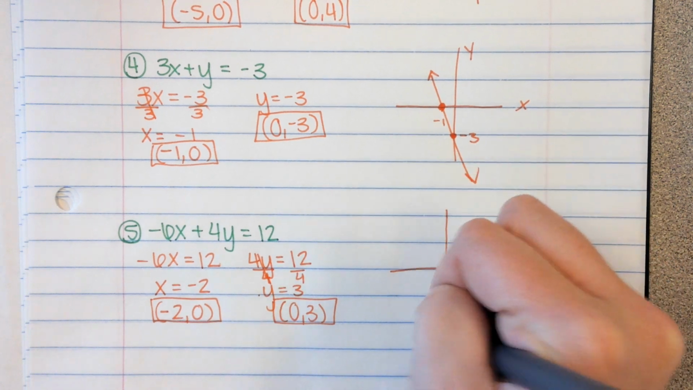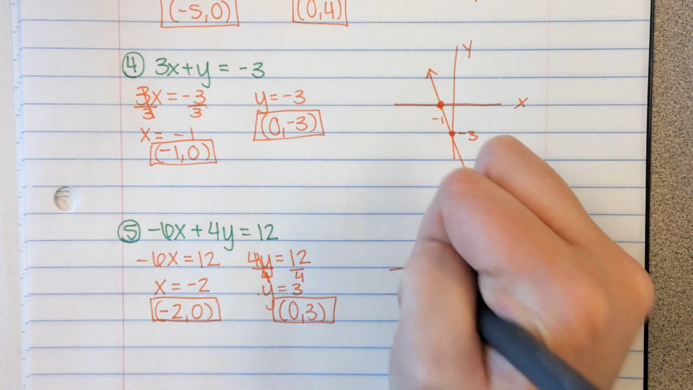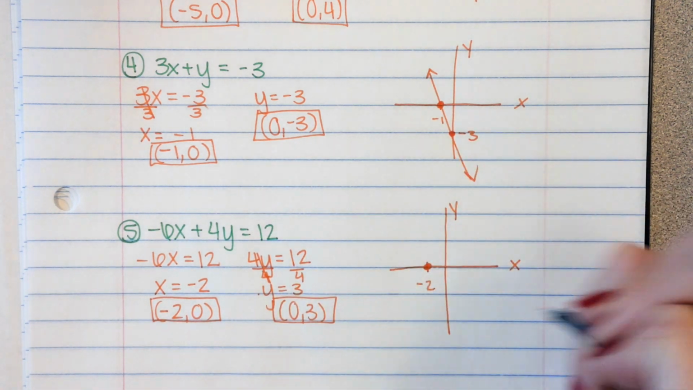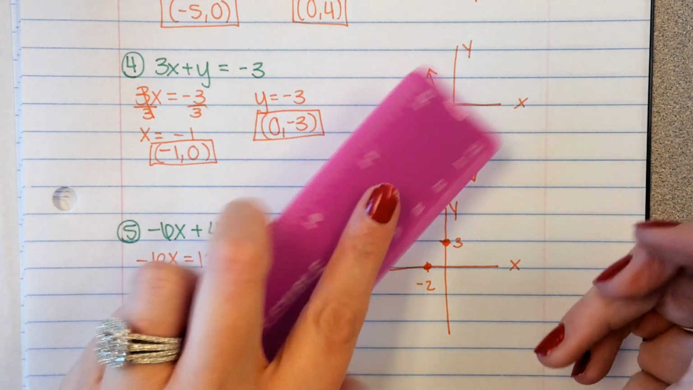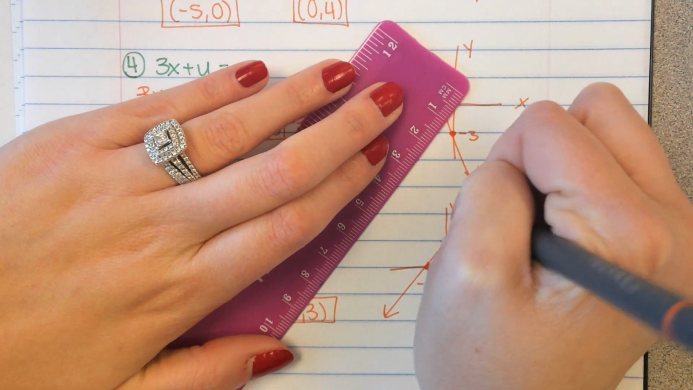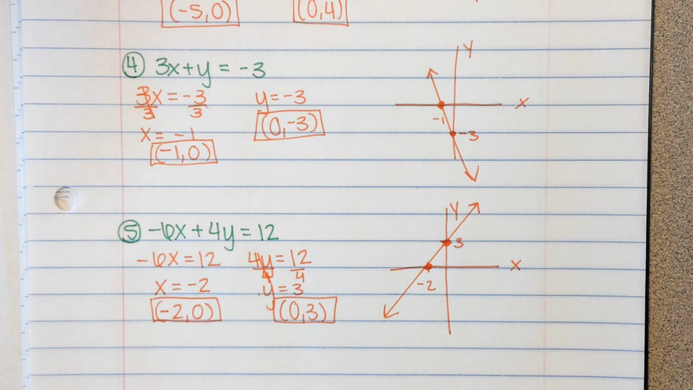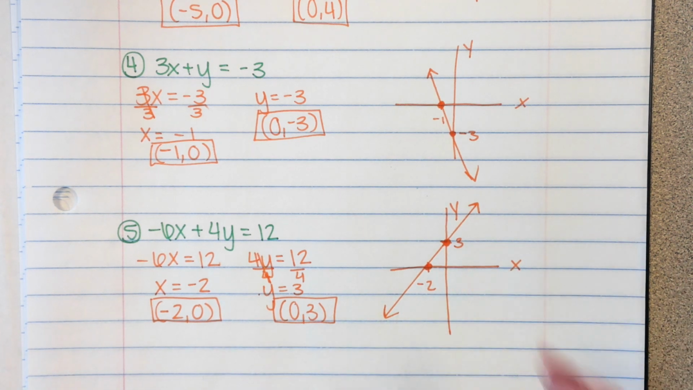And now we place those on the number line, or on the graph. So we have negative 2, 0, and 0, 3, and you make a line. Now, for some reason, in all of our example problems, the x is negative. That doesn't always happen. The x could be positive. It could be over on this side.